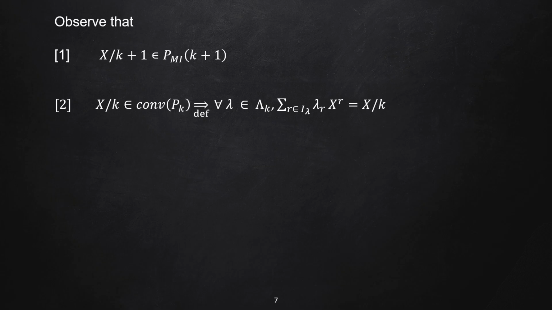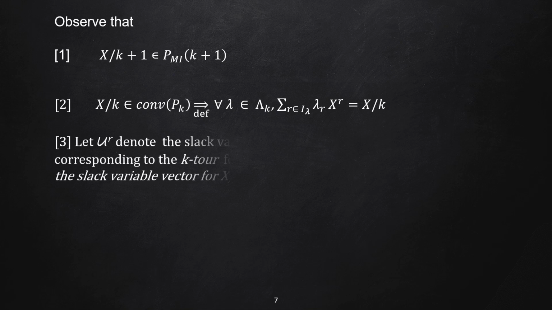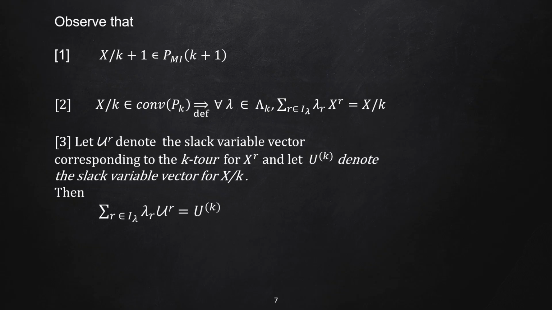Recall the MI formulation for k. The slack variable vector corresponding to a k-tour for pedigree X^r is denoted by U^r. Similarly, let U^k denote the slack variable vector for X given k. Then, we can write U^k as the sum over r in I_lambda of the products lambda_r times U^r.